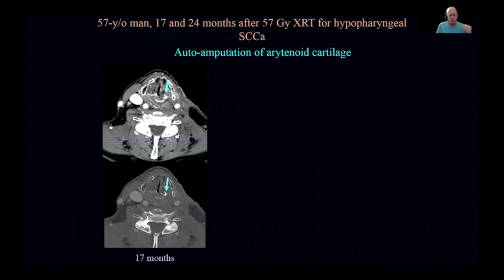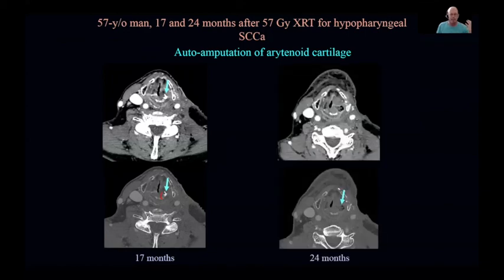This patient already had a somewhat deformed arytenoid cartilage, but between this study and the next study, that bone actually must have been expelled, swallowed, aspirated, hocked up. I don't really know, but I do know that it's gone.